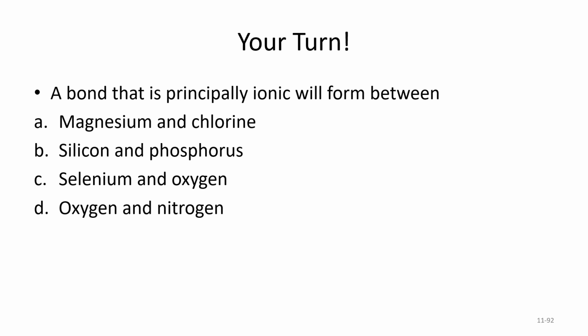So a bond that is principally ionic will form between which atoms? Magnesium and chlorine. So why is it magnesium and chlorine? Because one's a metal and one's a nonmetal. When you have nonmetals and nonmetals or nonmetals and metalloids, those are going to be covalent. Metal-nonmetal relationships are going to be ionic. The metal is going to lose the electrons, the nonmetal is going to gain the electrons.